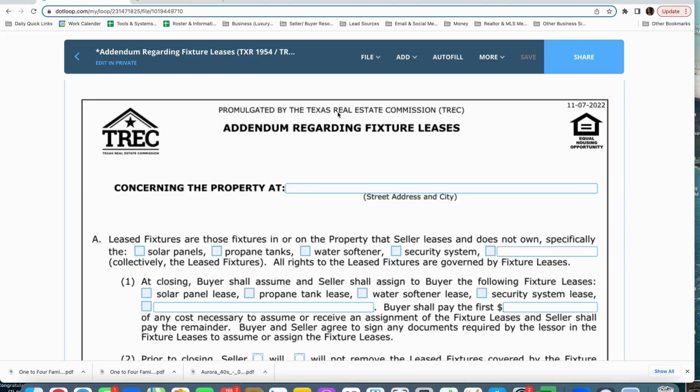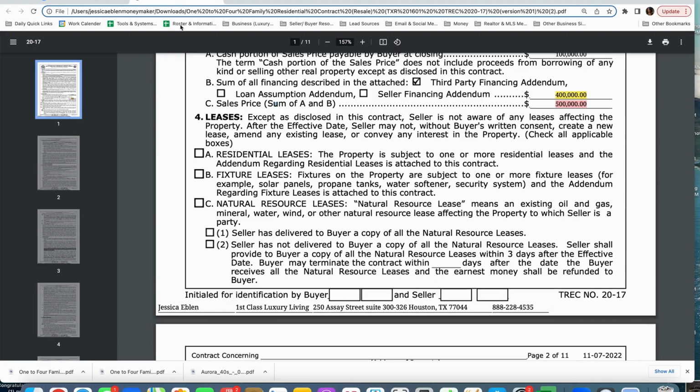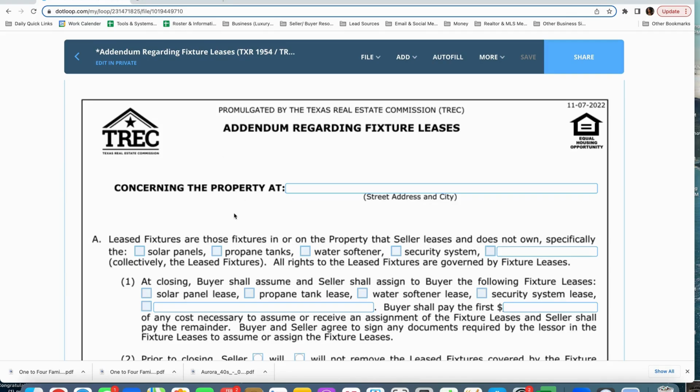This is the residential fixture lease addendum. You will need this addendum if in your contract you've selected B for a fixture lease. Let's get into it. Concerning the property at, you're going to put the address of the property: 911 address, city, state, zip code, county if you need to. It's always better safe than sorry to put more things if you need to.